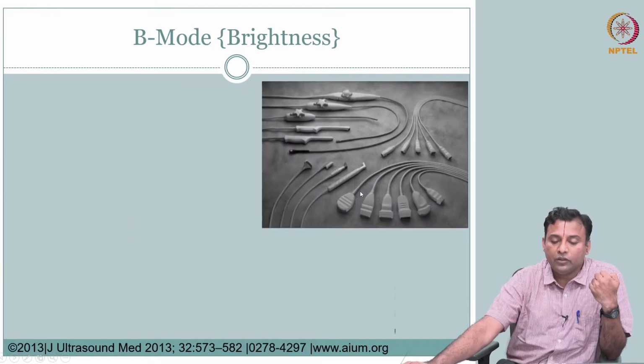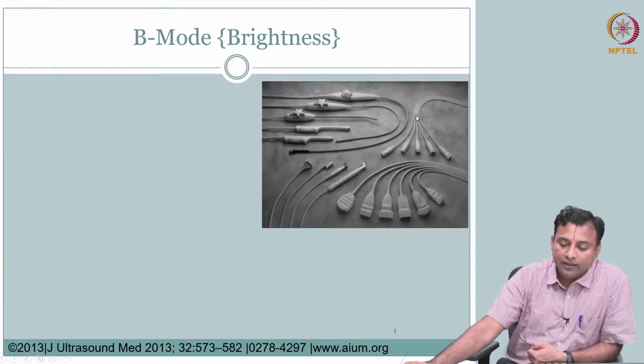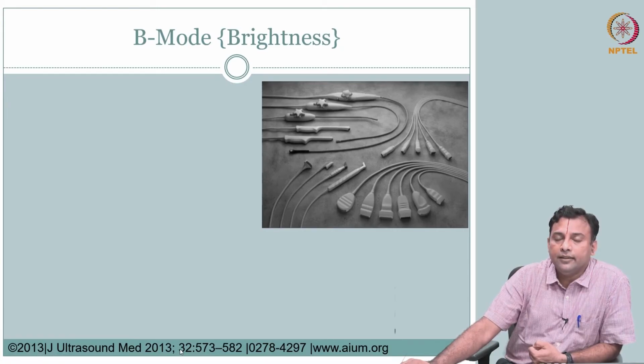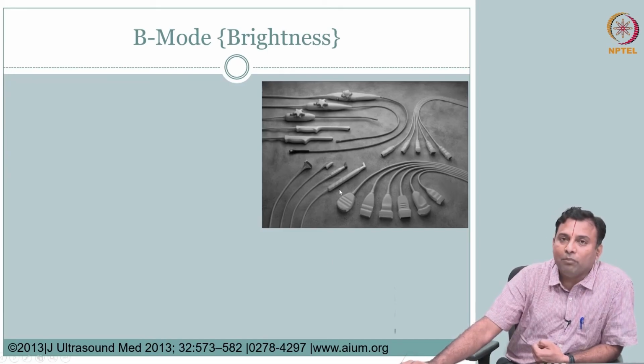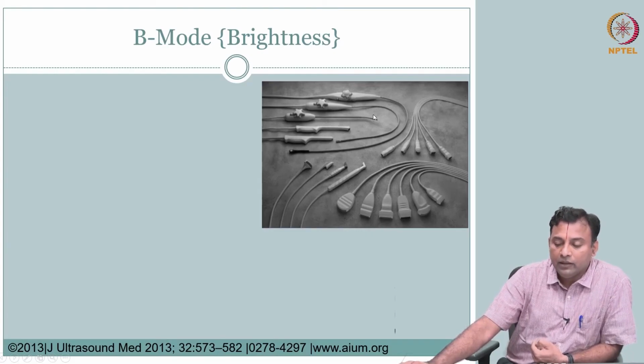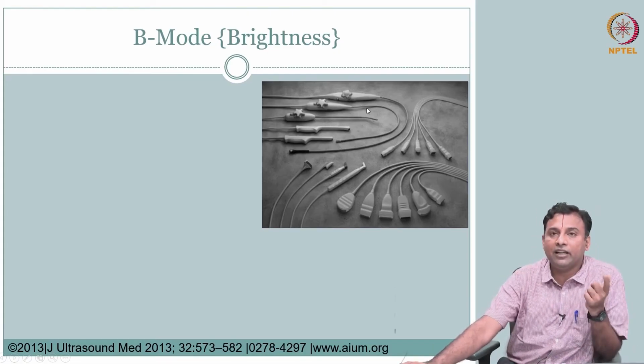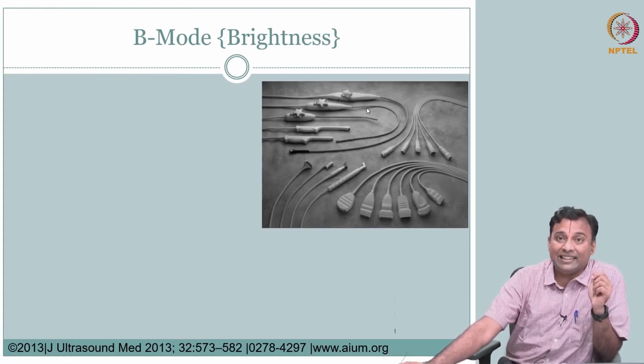I found this image in one of the clinical journals where they talk about how to choose a transducer for a particular clinical application. As you can see, depending on the application, the size and shape of your transducer changes. For example, here you will still use the single element that we covered so far, mechanical scanning. Why?